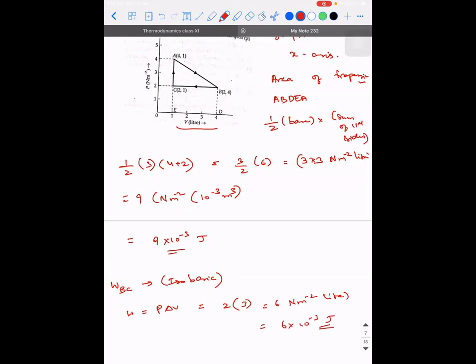So I have a doubt, sir. This should be negative since it's compression, right? Yeah, it is. I thought of adding it at the end. It is negative because it's isobaric compression.